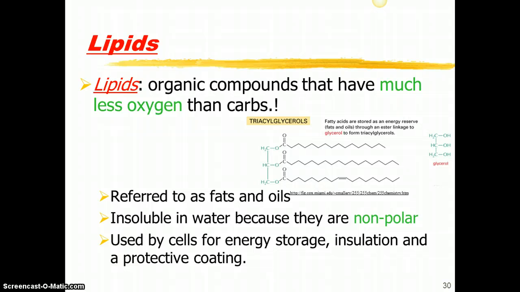The lipids have less oxygen. So examples of lipids are going to be your butters, your oils, peanut oils, margarine, but they are used for long-term energy storage, insulation, and protective coating. And so what carbohydrates and lipids have in common is that they both are used for energy. Lipids is going to be referred to as being insulation, so that's your key word there.